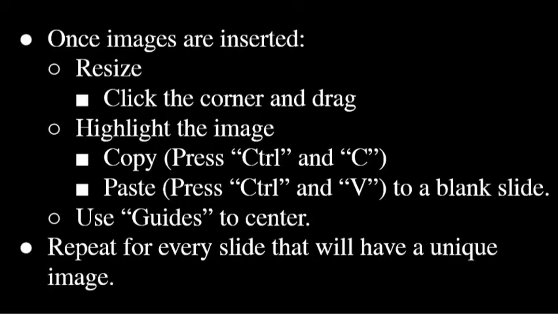Once you've inserted your images, you're going to want to resize them to the size that you want. So you're going to click the corner and drag it to be larger or smaller. You're going to highlight the image and copy it by pressing Control and C. And then you're going to paste the image by pressing Control and V onto a blank slide. Use the guides to center your image if you want it centered. You're going to repeat this for every slide that you will have a unique image.